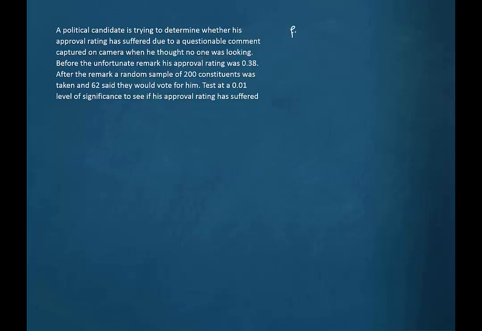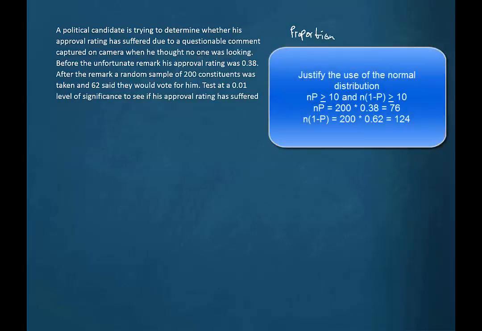So this is a test about a proportion. In order to justify the use of the normal distribution, we must show that np and n times 1 minus p are both at least 10. Since our sample size is 200 and our hypothesized proportion is 0.38, then n times 0.38 will be 76. 1 minus p will be 0.62, and therefore n times 1 minus p will be 200 times 0.62, which will be 124. So we have justified the use of the normal distribution.